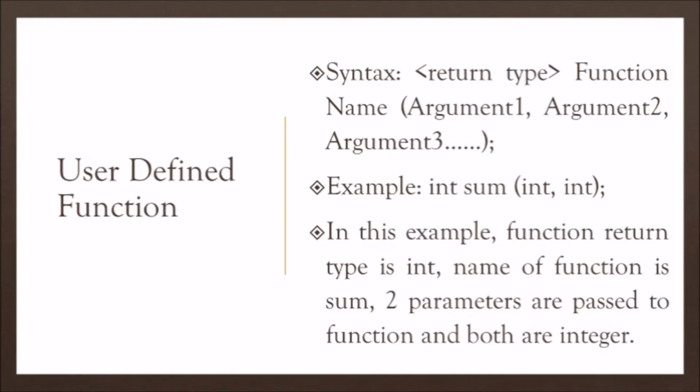Now the example: int sum(int, int). In this example, the function return type is integer, the name of the function is sum, and two parameters are passed to the function and both are integer. This is how we can declare our function.